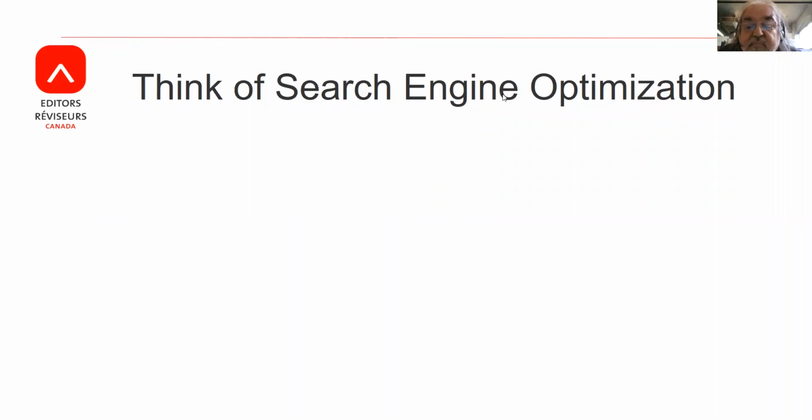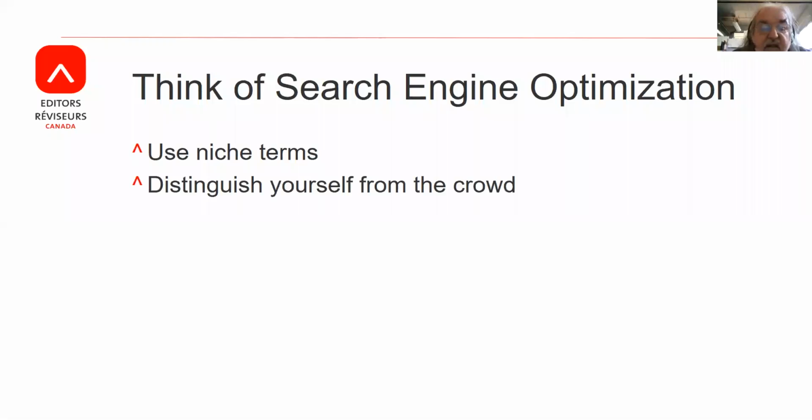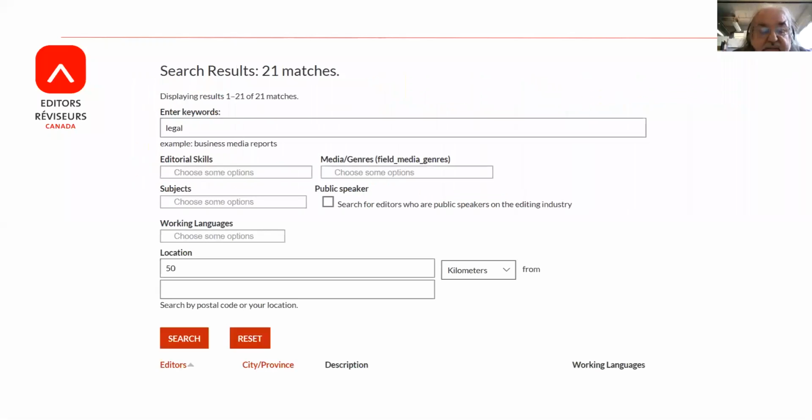Okay, so think of search engine optimization. So let's assume you know some of the basics of SEO. Why are you not clicking down? So use niche terms. A lot of people, remember, are pulling from those lists of skills, those lists of subjects. And so it will say, for instance, I thought I had an example there. Okay.